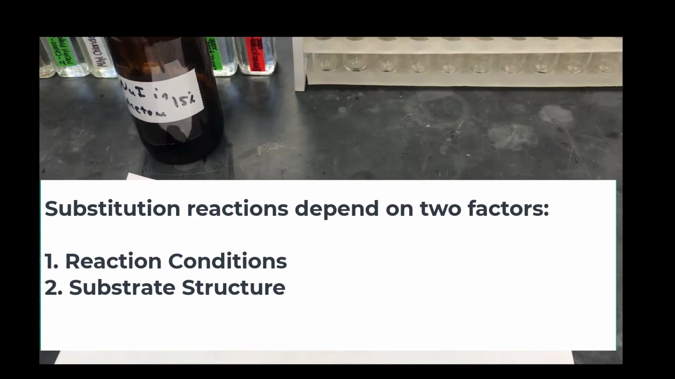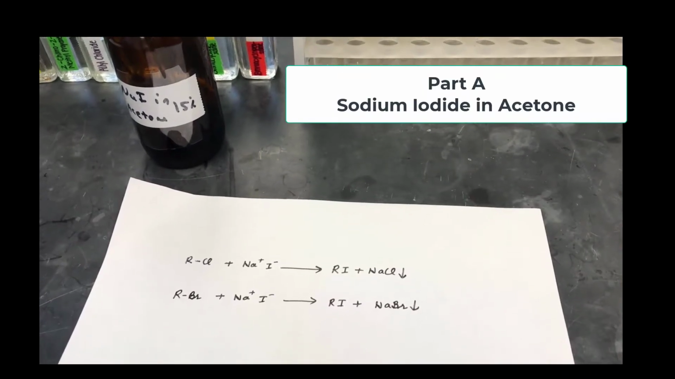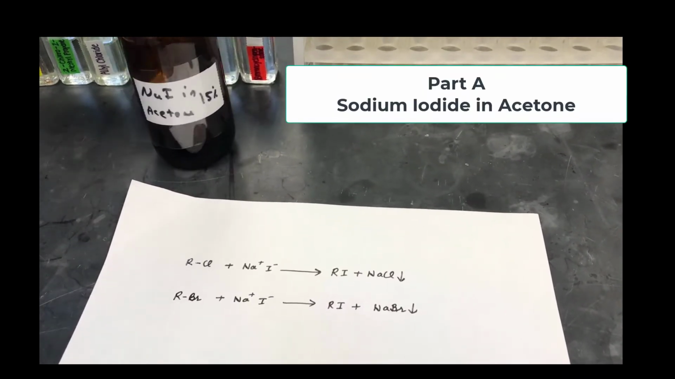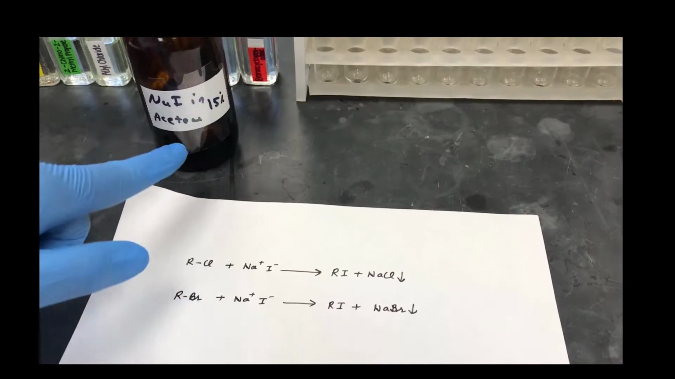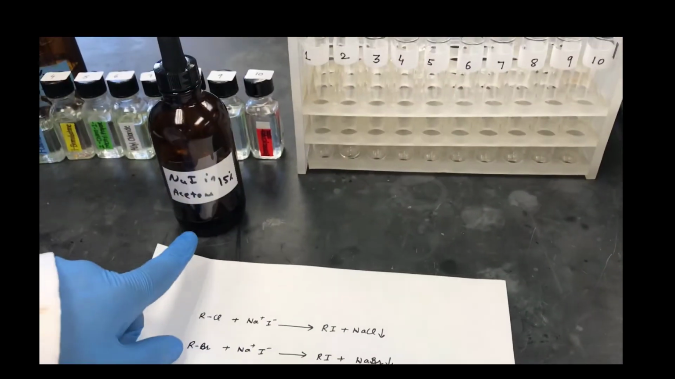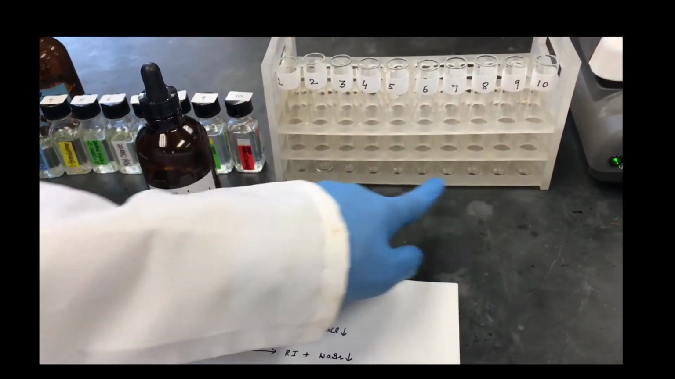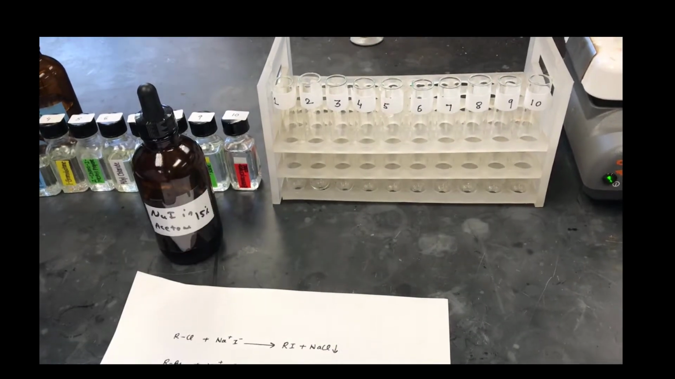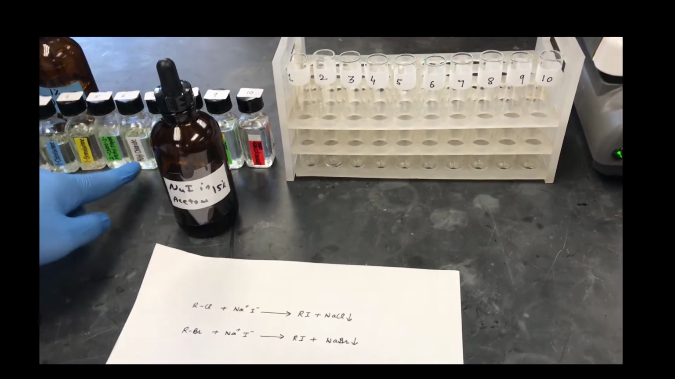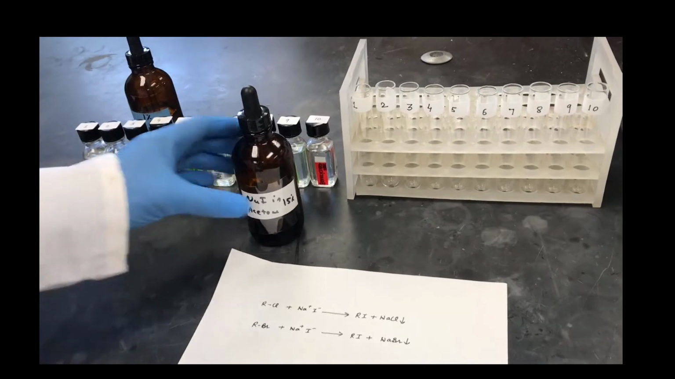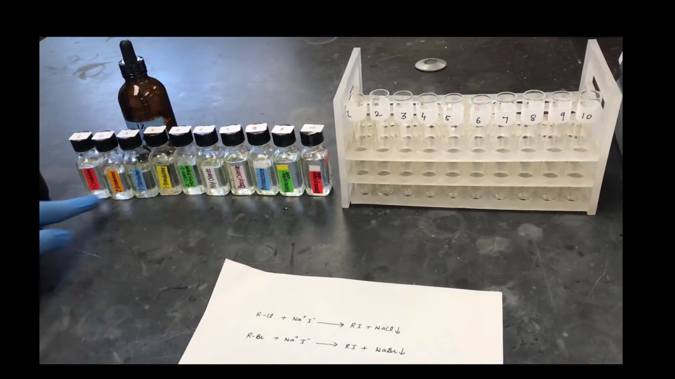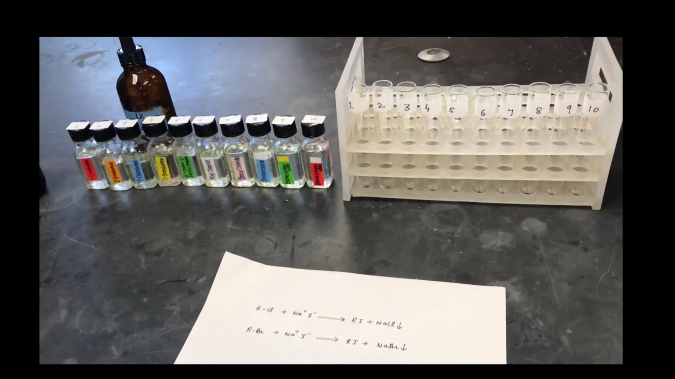So part A of this experiment is sodium iodide in acetone. As you can see here, sodium iodide is dissolved in acetone. I will add this into the different test tubes, and then I'm going to add my different substrates. As you can see, these are different substrates. I'll come to this part in more detail later.